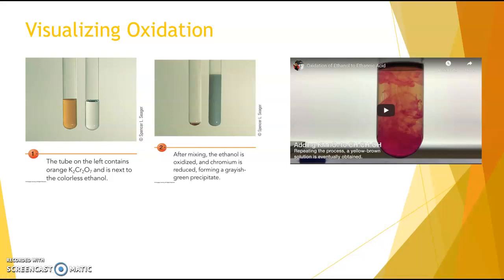Now, what is produced in here? If we were to test this substance and see what we have, instead of having ethanol, CH3, CH2, and then we'll do my OH there.